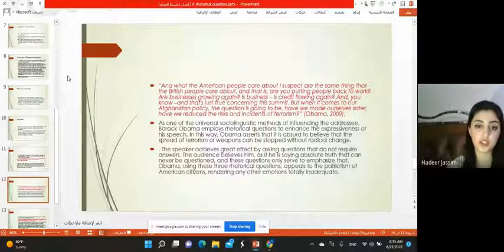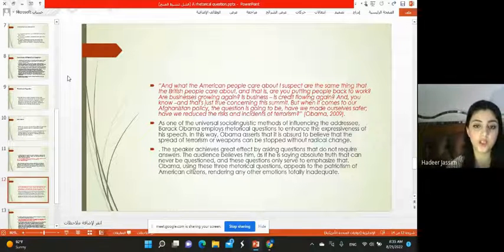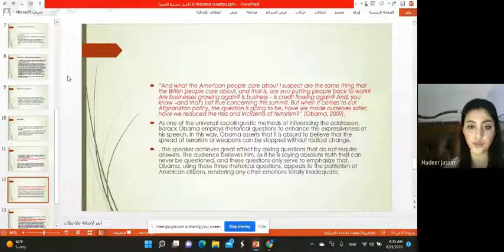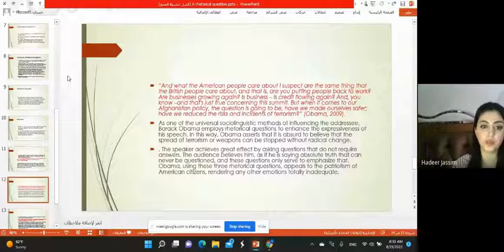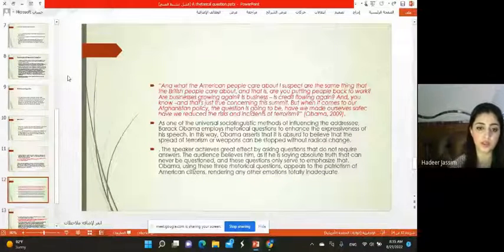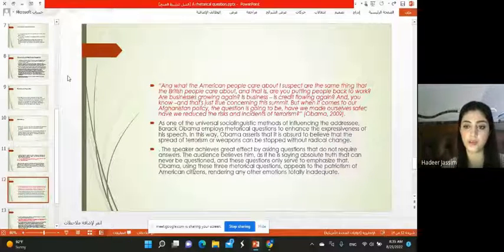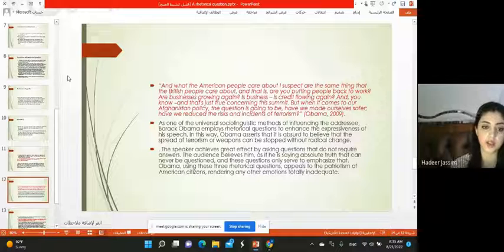The speaker achieves a great effect by asking questions that do not require an answer. The audience believes him as if he is saying absolute truth that can never be questioned. These questions only serve to emphasize that Obama, using these three rhetorical questions, appeals to the patriotism of American citizens, rendering any other emotions totally inadequate.